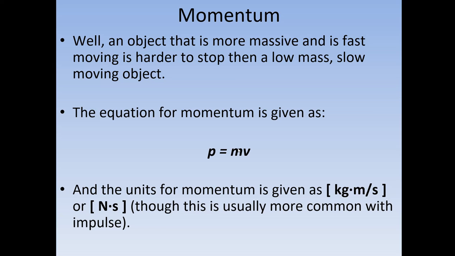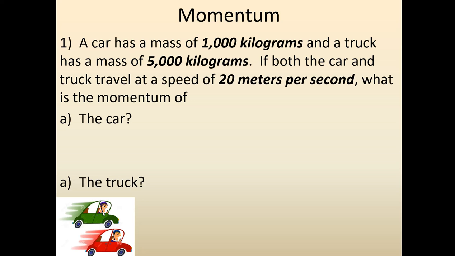Now, the units for momentum, there's two units. The main unit is kilogram meters per second. There is no fancy derived unit. It's just the unit for mass times the unit for speed. You might see momentum measured in newton seconds, but this is going to be more used with what's called impulse later on. But for the most part, momentum is just kilograms times meters per second.